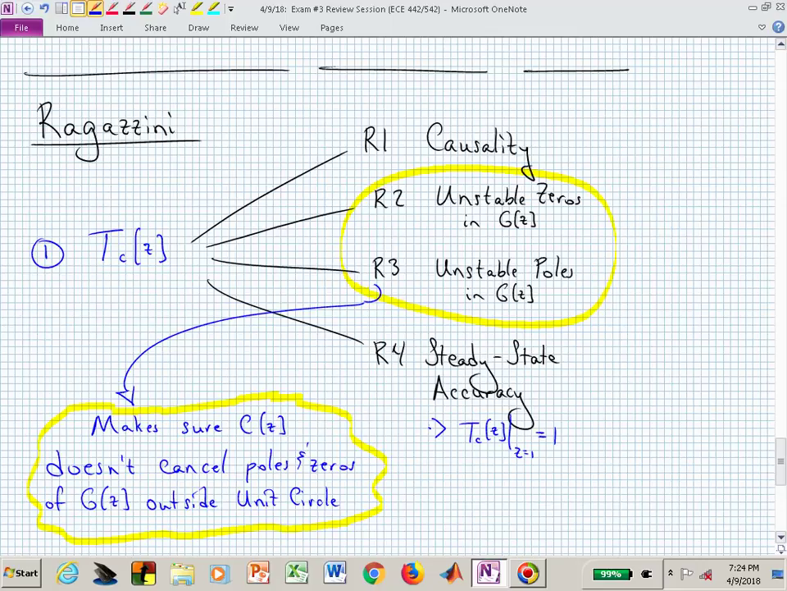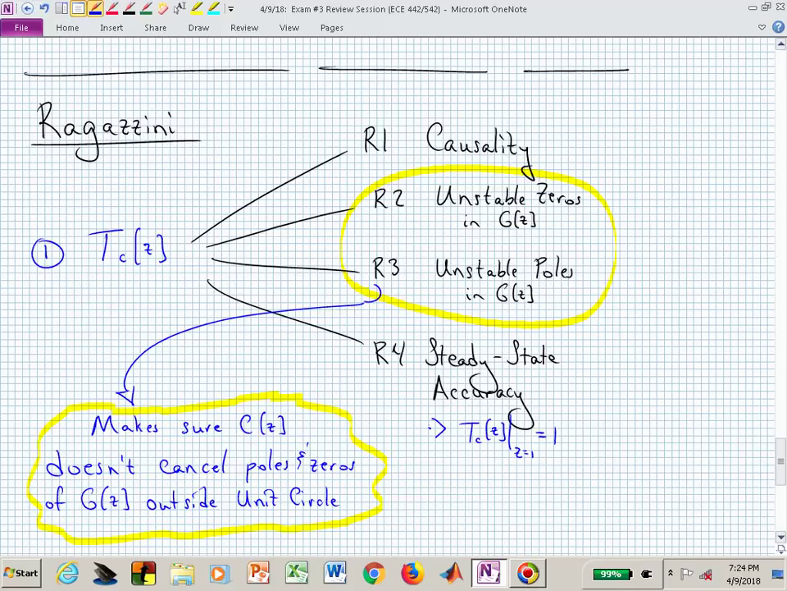So a DC gain of 1 says that you have 0 error due to a constant input. If you put in a 6, your output is going to go to a 6, if your system is stable. And you better design T sub c of z to have stable closed loop behavior. Your poles better be where in T sub c of z?